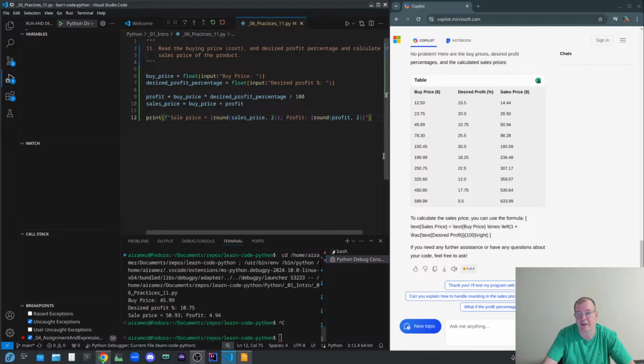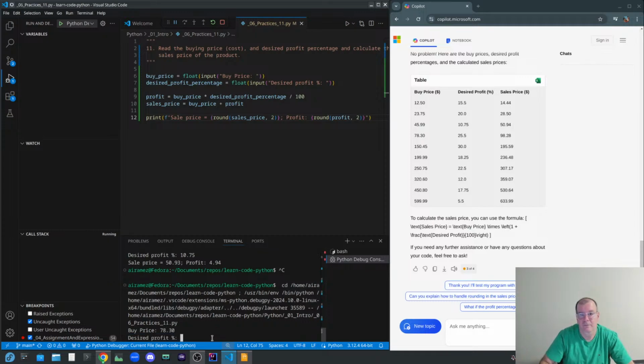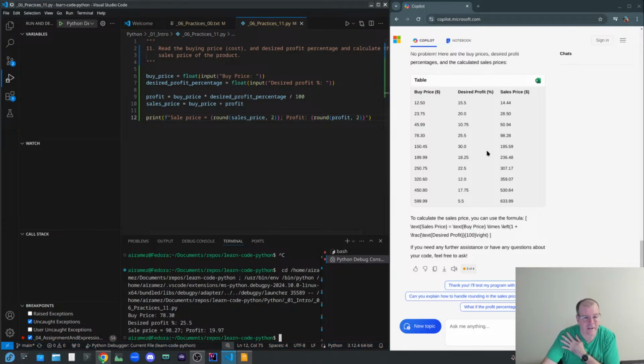Then we'll test again, now with 78.30 and 25.50. So that will be 98.27. This is very important to check: who is doing the wrong calculation, us or maybe what they use there, because depending on how they did this, it is going to change. How will you make sure that it's correct?